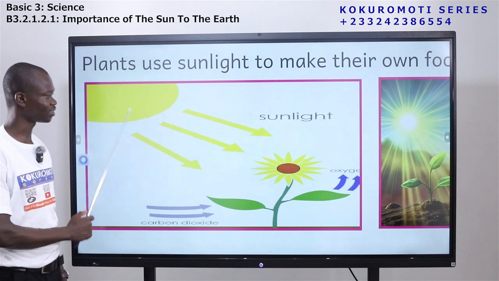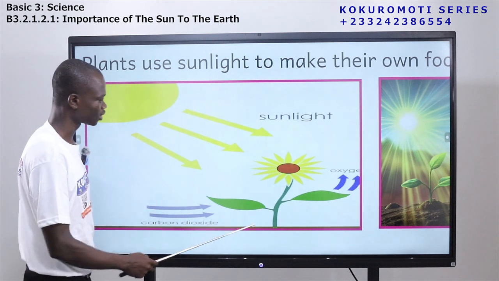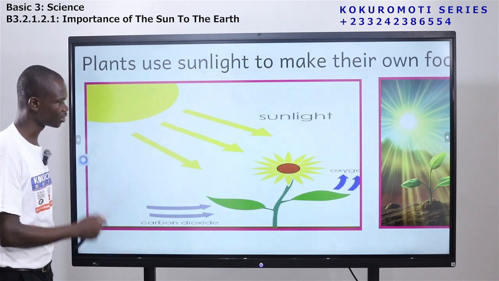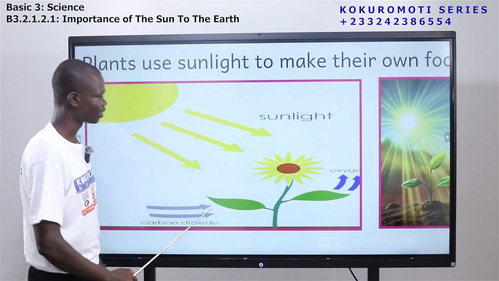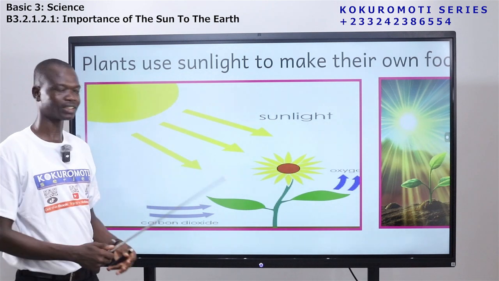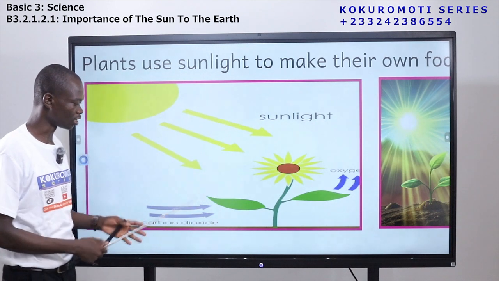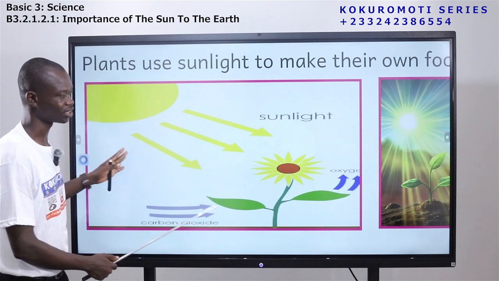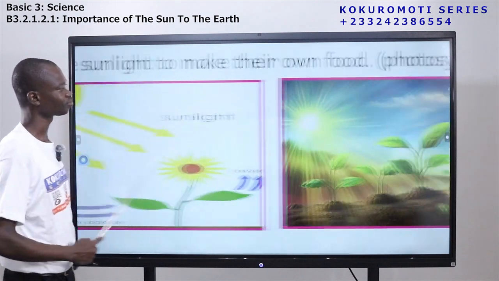You see, the sun is here. This is a plant. The leaves of the plants are also here. So the leaves trap the sunlight and are able to convert it into food with the help of air and then water in the soil. So this is how photosynthesis looks.